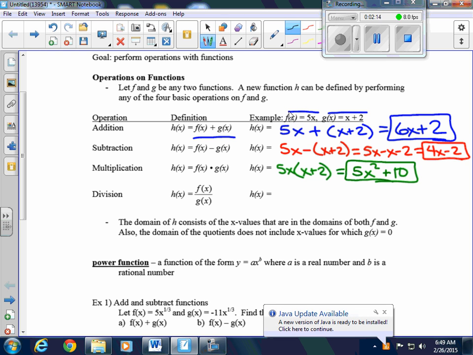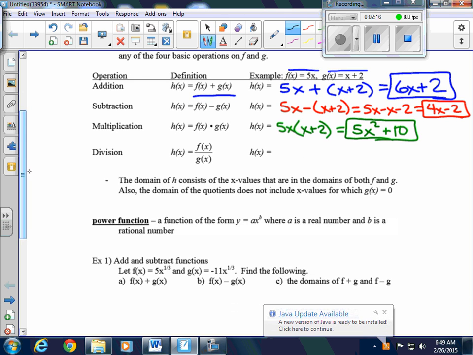And the last one we're going to talk about is the division property. And we're going to put our 5x in the numerator and our x plus 2 in the denominator, f of x divided by g of x, and then we're going to reduce it. Well, in this case, there's nothing we can do to reduce it, so that is simply our answer.